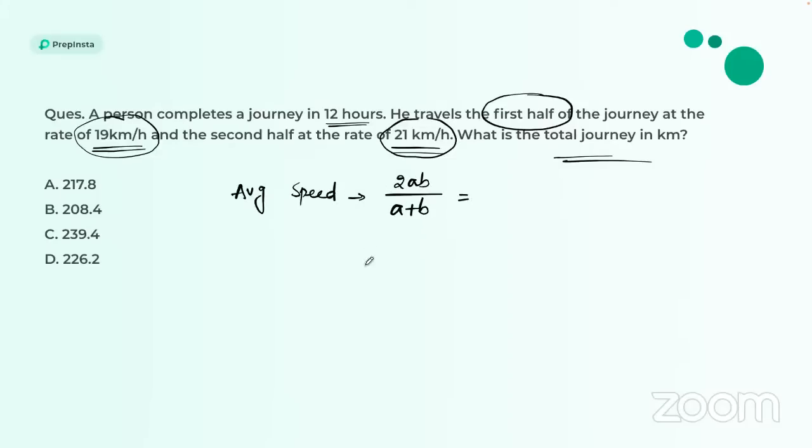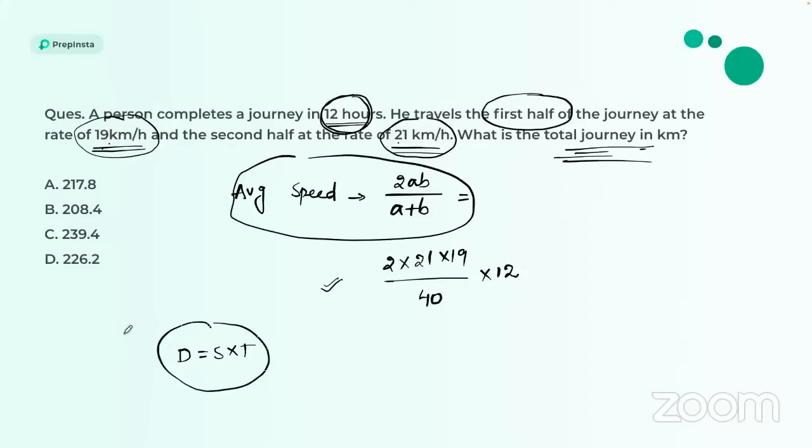So just do this. Average speed is 2 into 21 and 19 multiplication divided by a plus b, which is 21 plus 19, which is 40. So this is the average speed. You need to find the total journey in kilometers. Distance is equal to speed into time, right? You already know the average speed and you know the time taken also. So into 12, just simple. If you know the average speed formula and the speed distance time formula, it's very easy to complete. This is how you need to solve this type of problem.